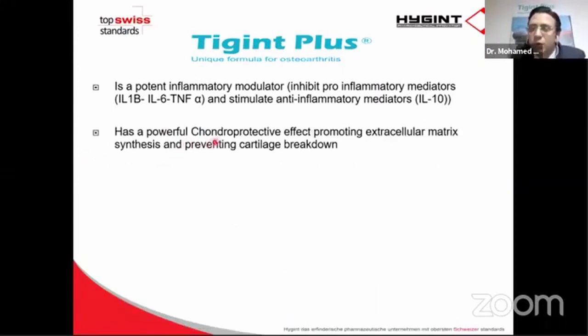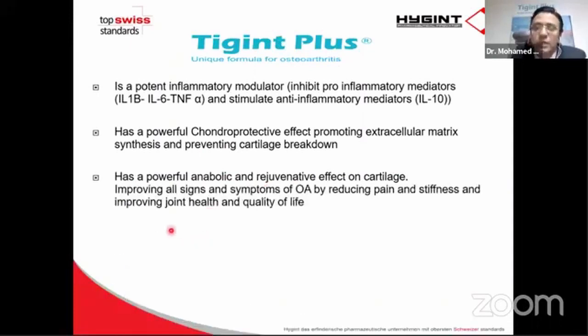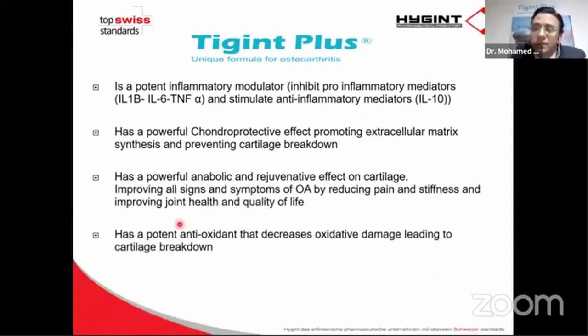ليه كمان باورفول كونتر بروتكتيف افكت عن طريق ان هو بيروموت الاكسترا سيلولار ماتريكس سينثيز ايذر باللاكتوفيرين او بالكولاجين نفسه اند بريفنتنج الكارتريج بريك داون. ليه باورفول انابوليك وريجوفينيتيف افكت على الكارتريج، وليه كمان significant effect على الريدكشن اوف البين والستيفنس واللي بيحس بيهم البيشنت بشكل سريع جدا مع استخدام التيجنت بلس وزي 2 ويكس بيبتدي يتحسن او بيحس بتحسن بشكل كبير جدا.